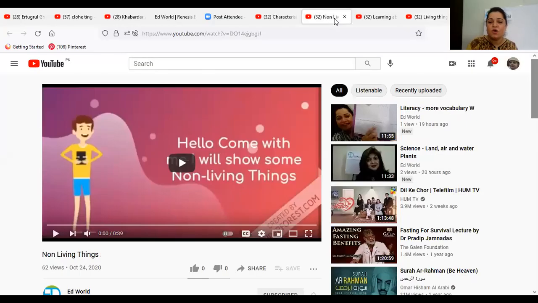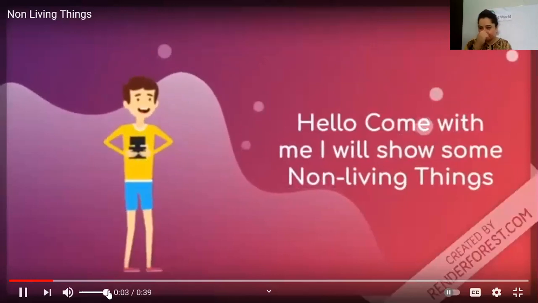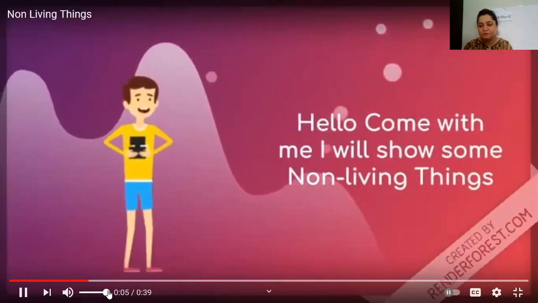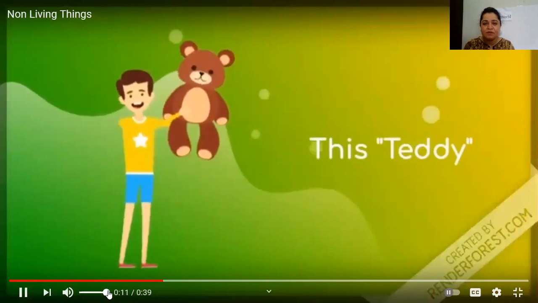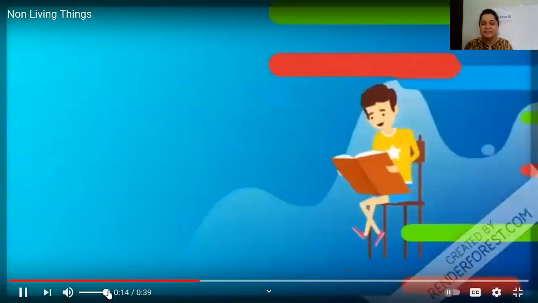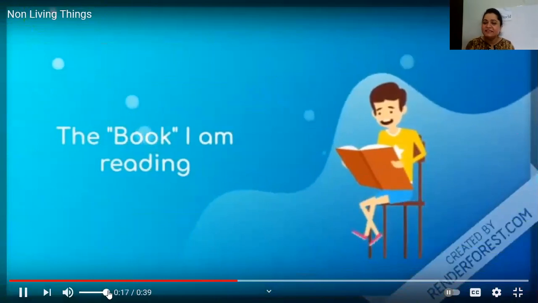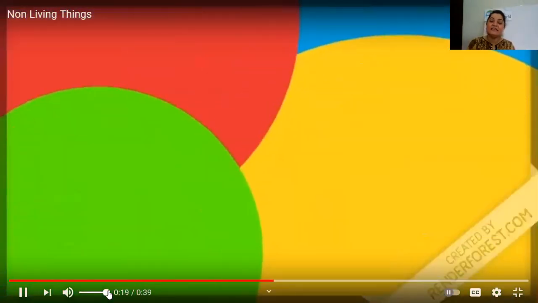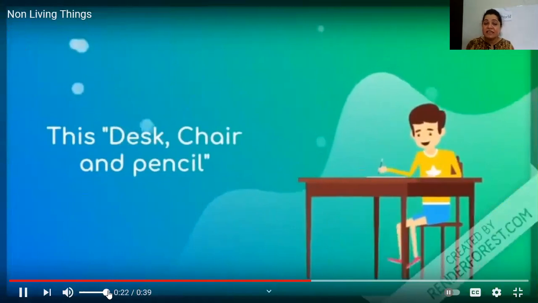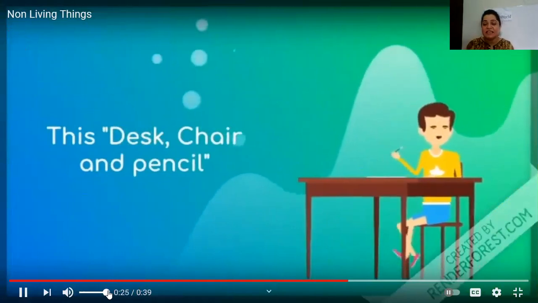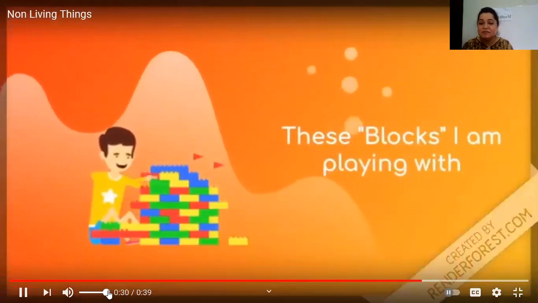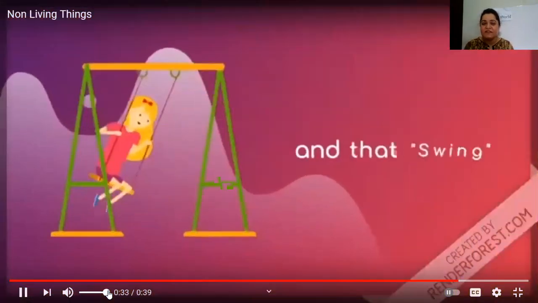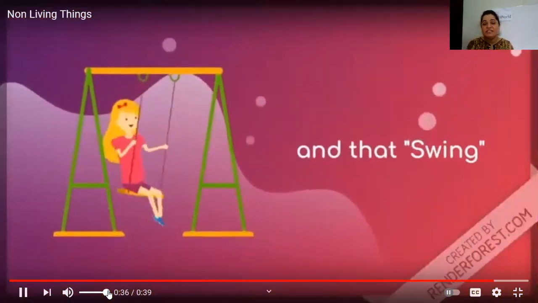And now we are going to see and know about non-living things as well, right? A teddy bear cannot move. It's a non-living thing. Yes, a book. Book is also a non-living thing. Yeah, your desk, your chair, your pen, your pencil, markers, the toys you play with, the blocks and the cars, and the swings you take in the park.